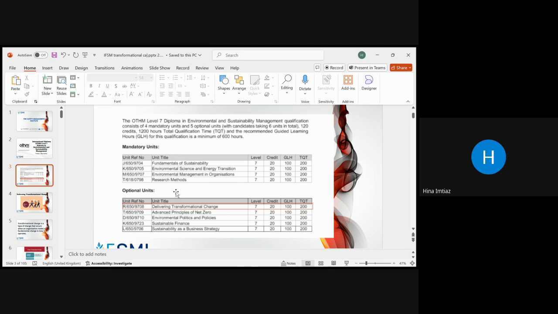You have no choice. These are all compulsory for you. You have to pick up these units and complete all the assessments in them. But the other units are optional, and you have to pick two from them. So I'm going to teach you about the first optional unit, which is Delivering Transformational Change.